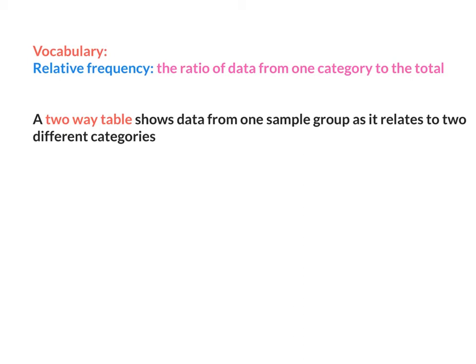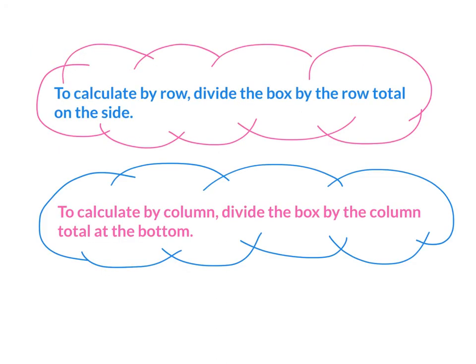Vocabulary: relative frequency, the ratio of data from one category to the total. A two-way table shows data from one sample group as it relates to two different categories. To calculate by row, divide the box by the row total on the side. To calculate by column, divide the box by the column total at the bottom.